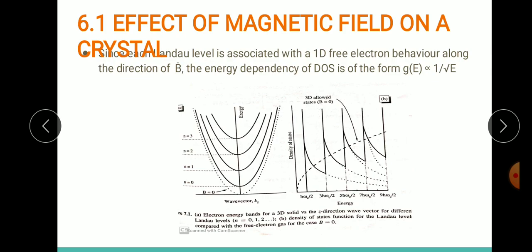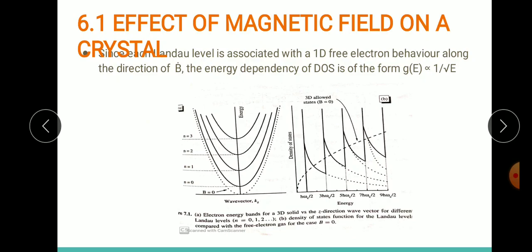Now how can I represent it? So we have the wave vector Kz and the energy. A plot of this shows that we have concentric wave vectors for the different Landau levels, n equal to 0, n equal to 1, 2, 3. All these are concentric in nature.